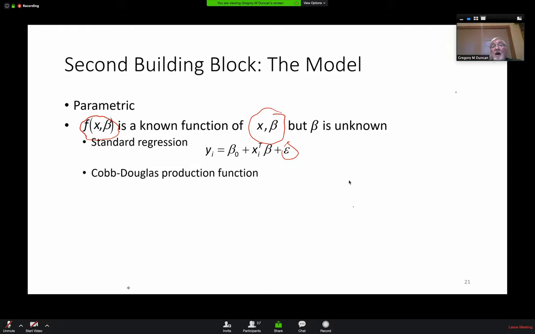I could look at a Cobb-Douglas production function. I'm sure some of you have seen this. So y is a function of, say, various kinds of capital, various kinds of labor. And this is basically a geometric average plus an error. In this case, again, you know the functional form. You know it's a geometric average. You just don't know what beta zero and the various betas are.